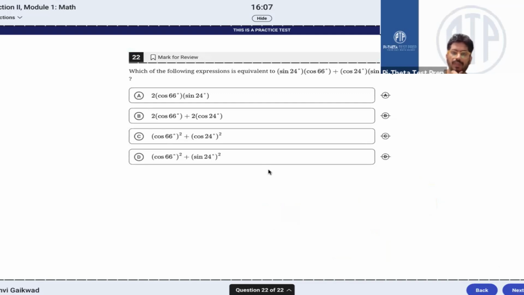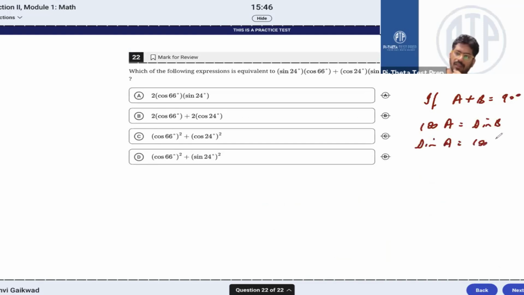Okay, very good question. Which simple expression is equivalent to this? Whenever you see this type of question, always remember one thing: if A plus B is equal to 90 degrees, then cos A is equal to sin B, or sin A is equal to cos B. This is a very important thing to remember for such questions.